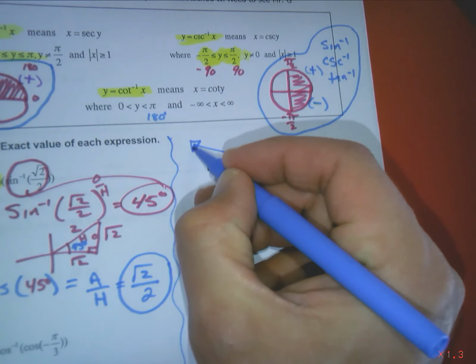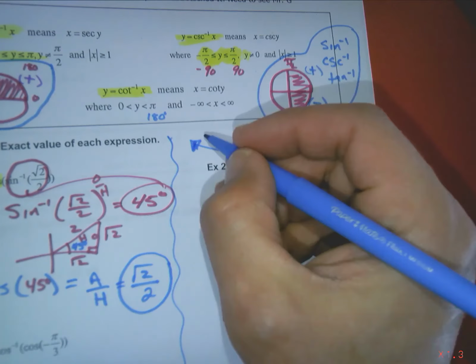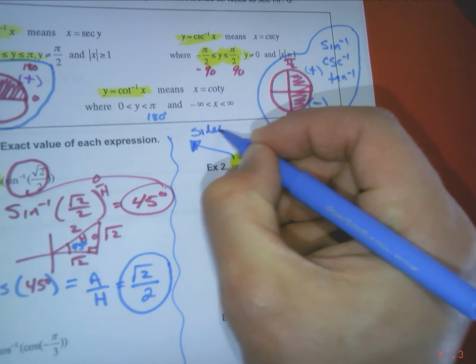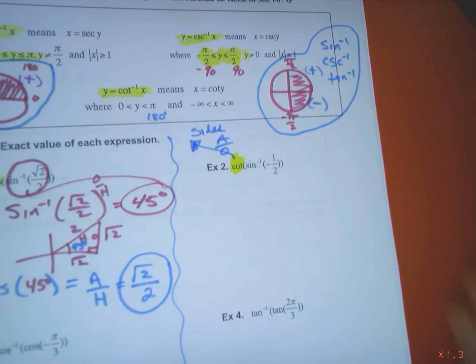sides or angles. Cotangent of 30 degrees. It's going to give you sides, specifically A over O.